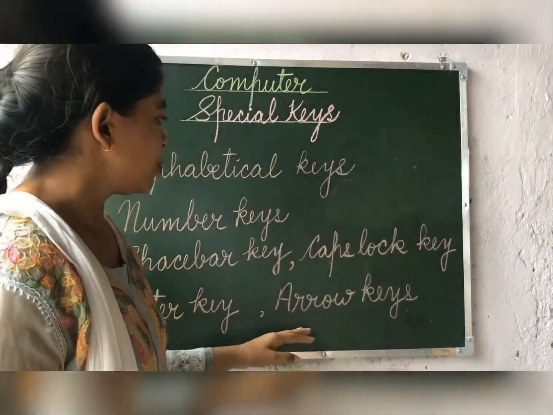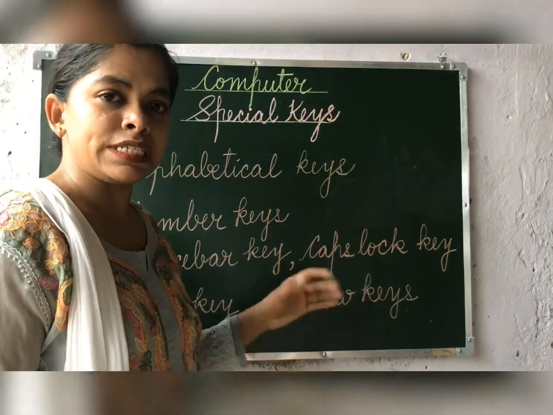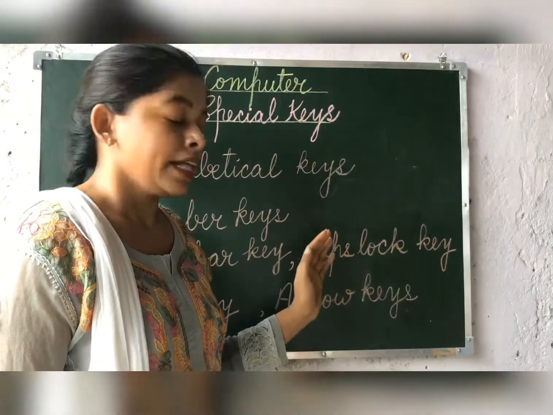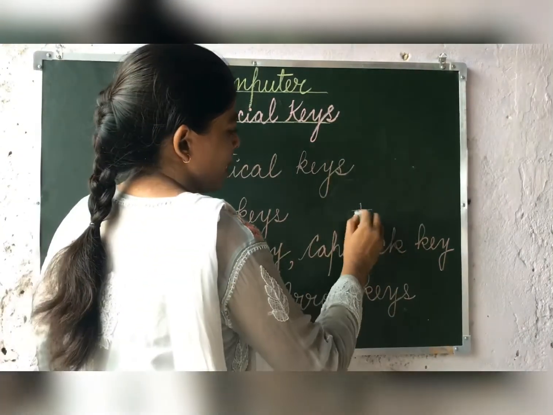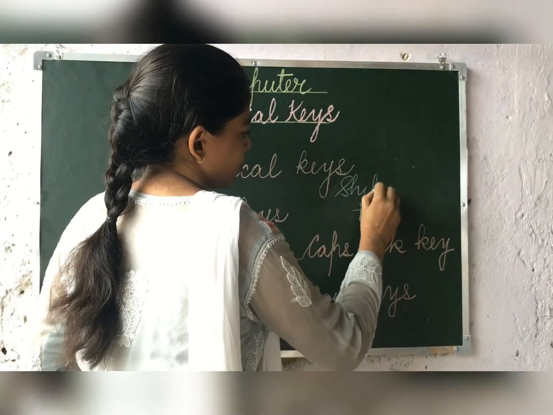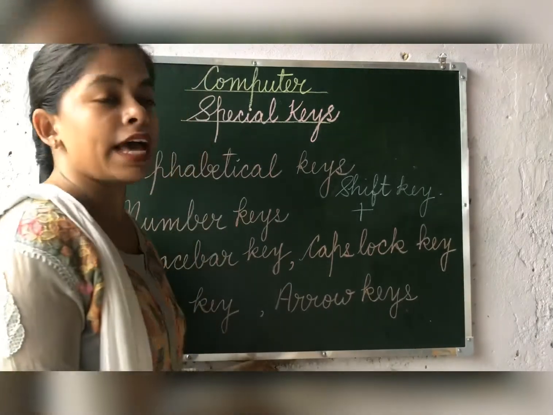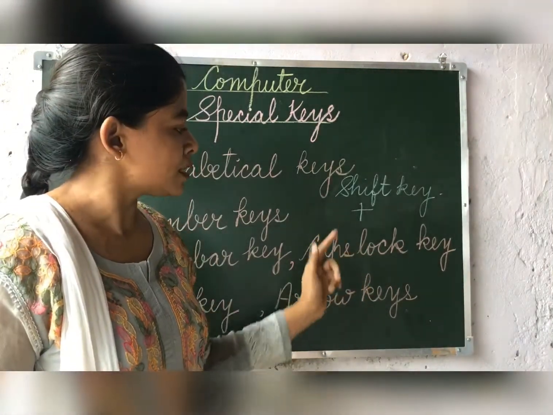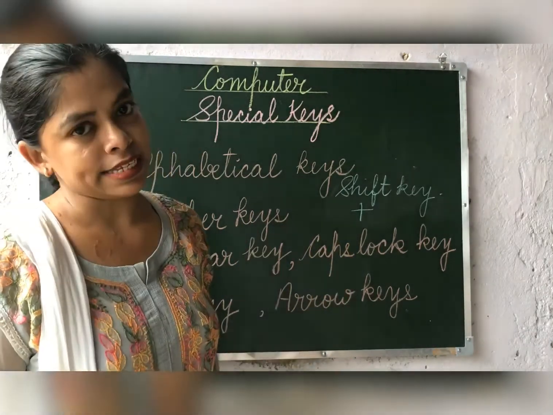Now children, you have already studied about all these keys. Now we will study about some more keys that are present on the keyboard. They are the special keys. In that, caps lock key plus shift key. Caps lock key and shift key are considered special keys. They are the special keys on the keyboard. Children, you will study about both the keys and a few more keys in this lesson.